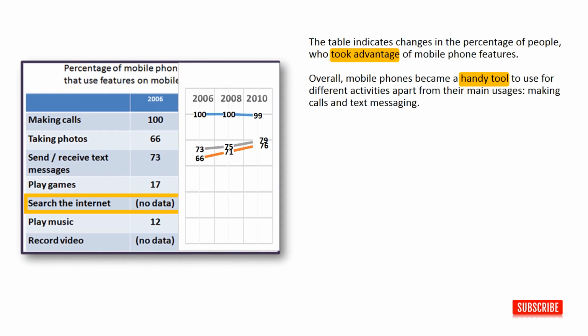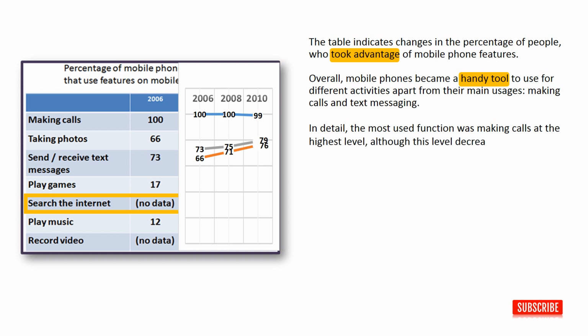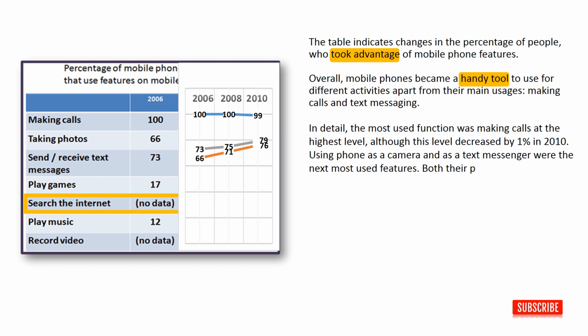Now, let's describe each trend with detailed information. In detail, the most used function was making calls at the highest level, although this level decreased by 1% in 2010. Using phone as a camera and as a text messenger were the next most used features. Both their percentages increased to more than 3/4 at the end of that period.